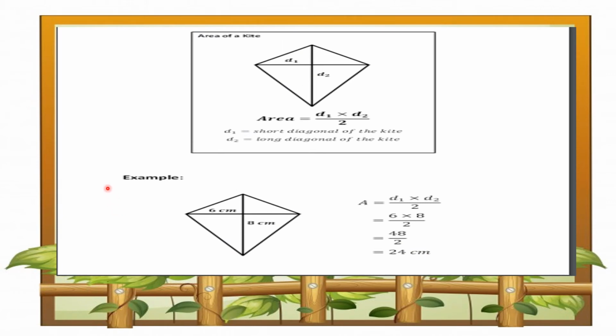Next, area of a kite. This is the formula for how to find the area of the kite. Okay. Area is equal to D1 times D2 divided by 2. D1 means short diagonal of the kite and D2 is the long diagonal of the kite. This is an example. This is the short diagonal, D1, and this is the long diagonal of the kite, that is D2. So this is how to work it. D1 times D2 divided by 2. So 6 times 8 divided by 2. So it's equal to 48 divided by 2. And the answer is 24 centimeter. Okay.